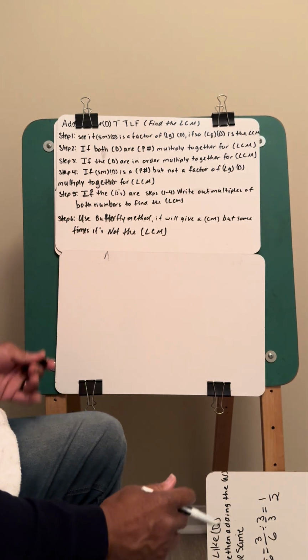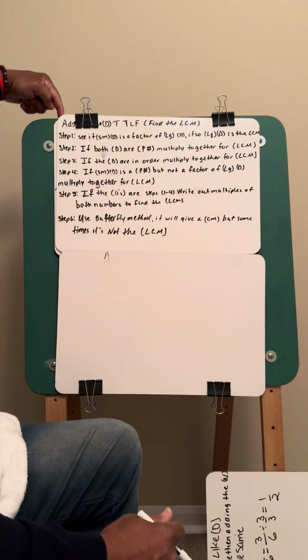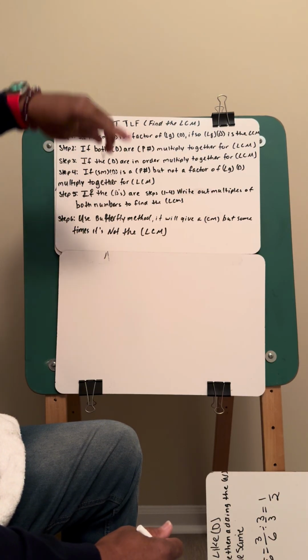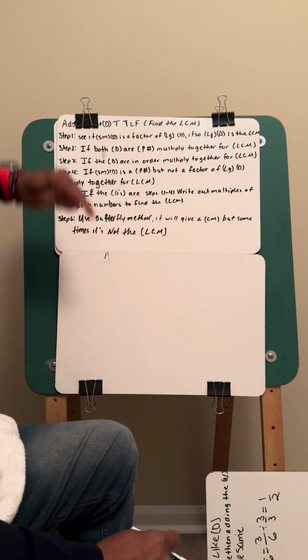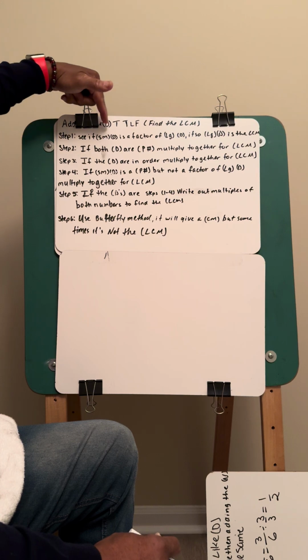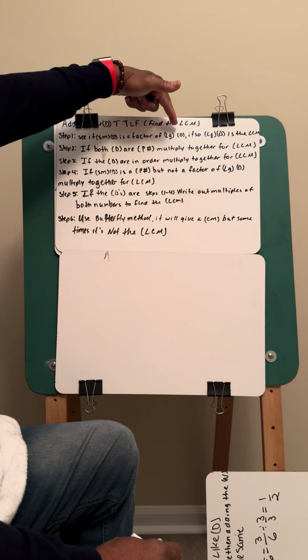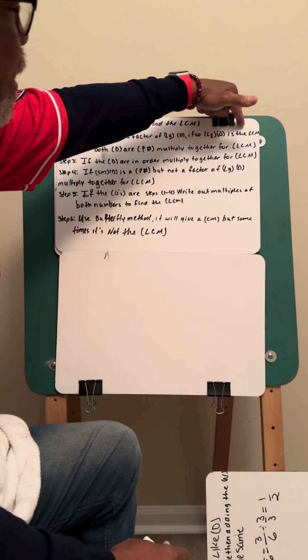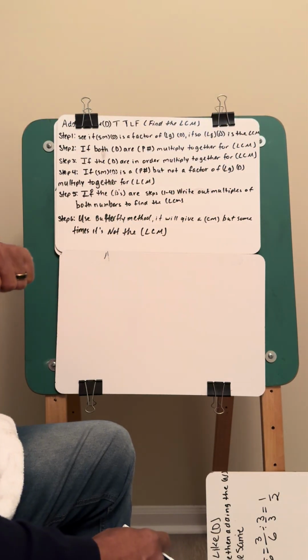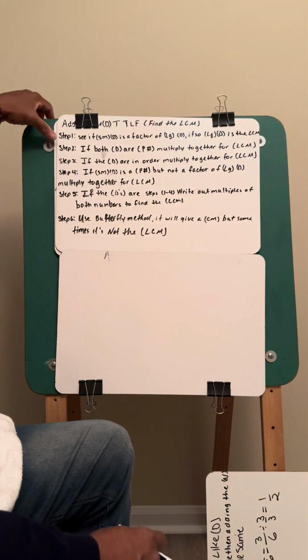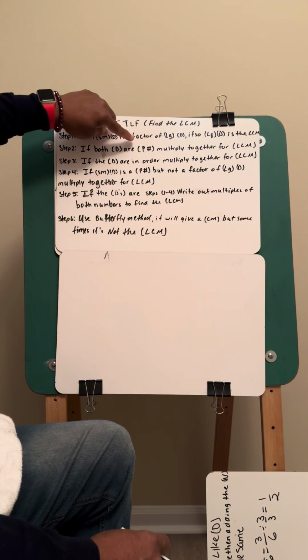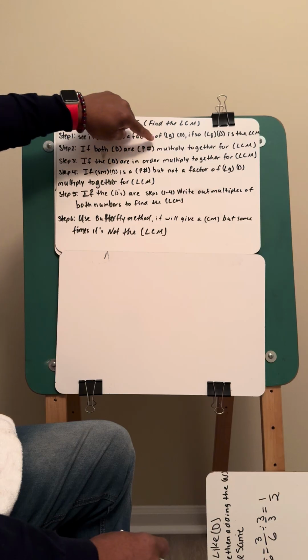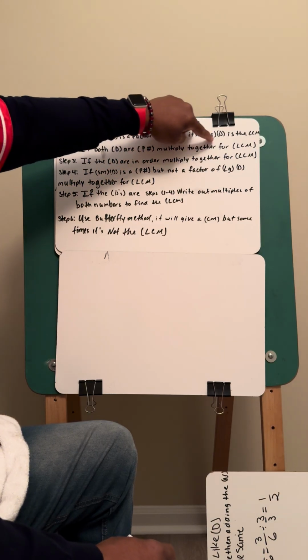All right, so things to look for. Number one, and I'm going to do an example of each one of these: see if the small denominator is a factor of the large denominator. If so, the large denominator is the least common multiple. If that doesn't work, then you try step 2. If both denominators are prime numbers, multiply them together to get the LCM.